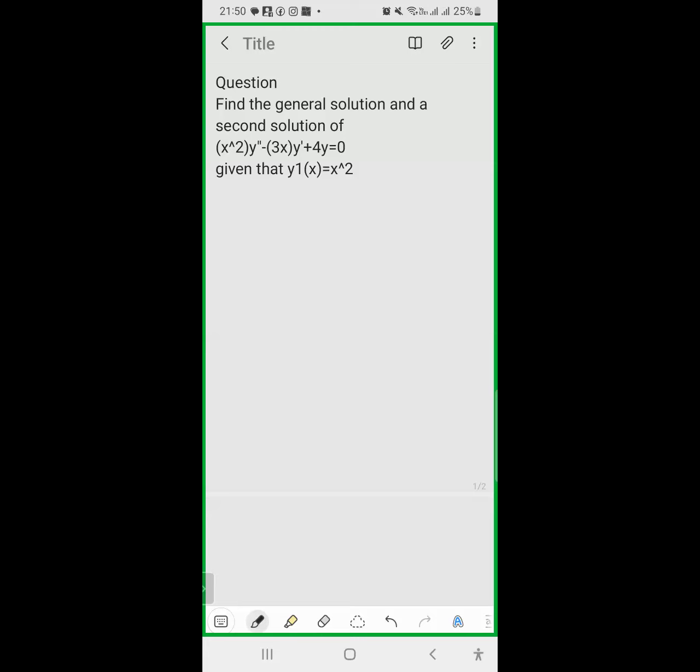differential equation. We're going to start by assuming that our general solution y of x is in the form of u multiplied by the first solution y1 of x. Therefore, the general solution y of x is going to be given by u multiplied by x squared.